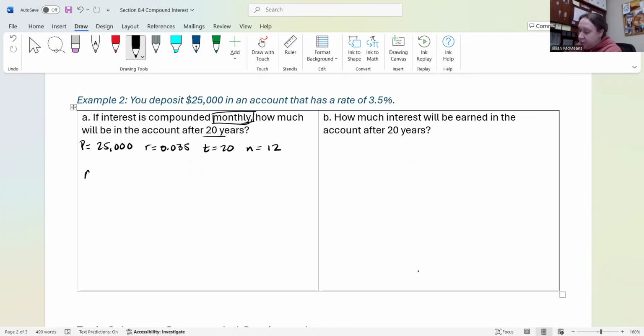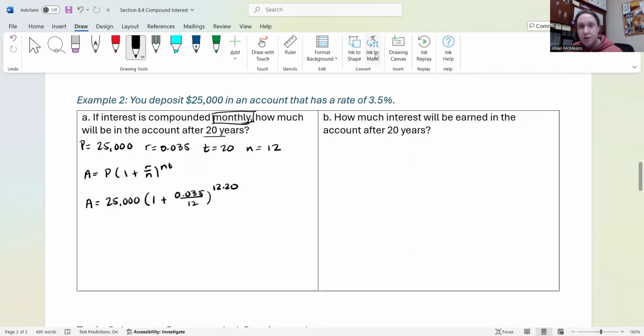Now, in case you forgot, the formula is A equals P times 1 plus R over N raised to the NT power. And remember what I told you in the previous example, as far as showing work is concerned, I want to see the formula filled in with correct numbers, okay? And then you can just use a calculator to do the actual calculation for you. So P is 25,000 times parentheses 1 plus R, which is 0.035, divided by N, which is 12, end your parentheses, and then raise all of that to the 12 times 20 power, okay? And then we can just go to a calculator from here.